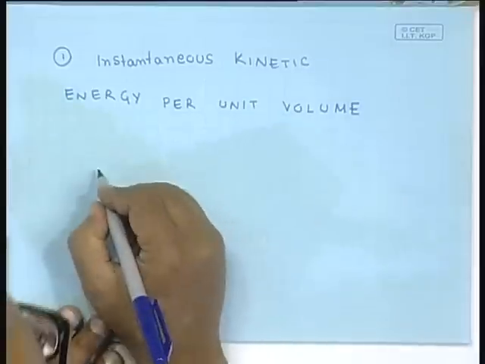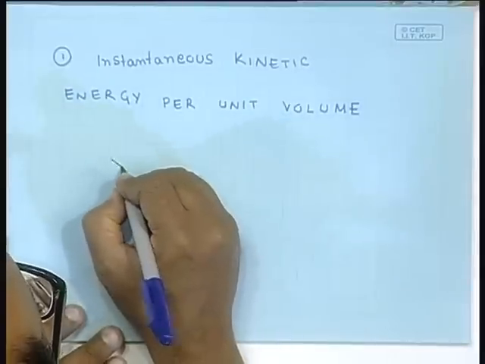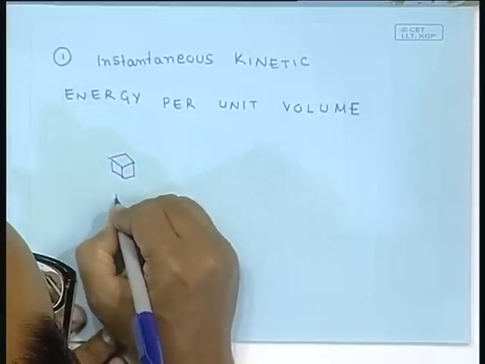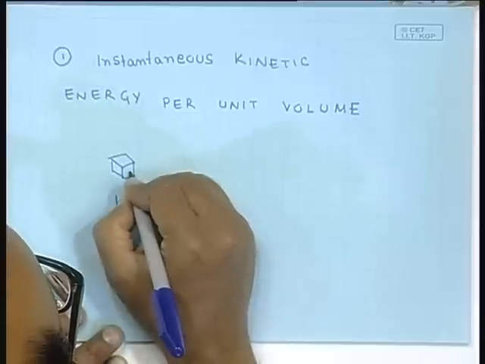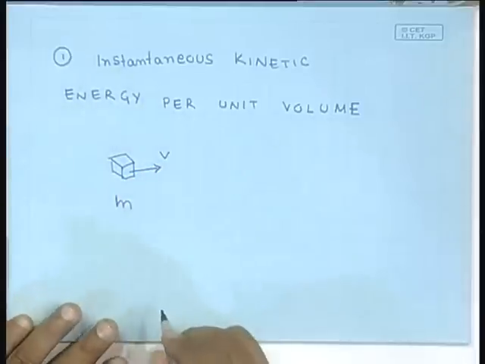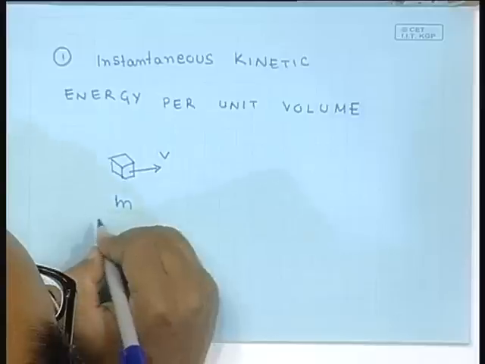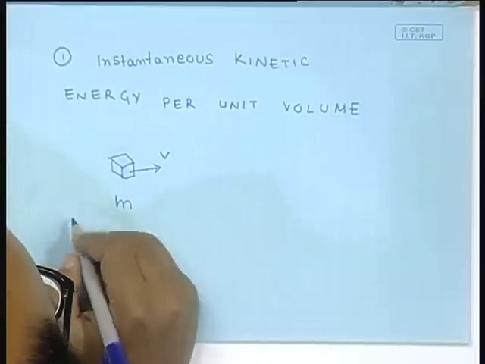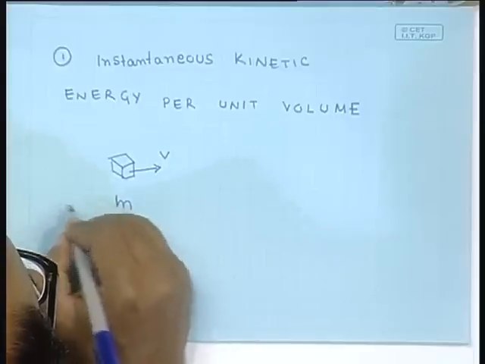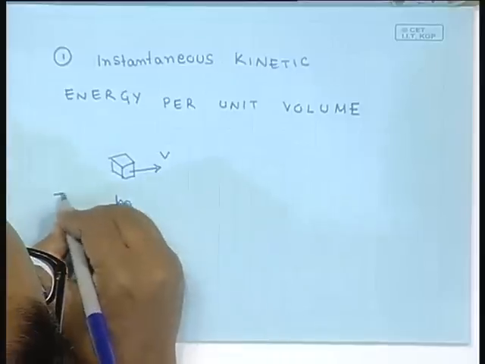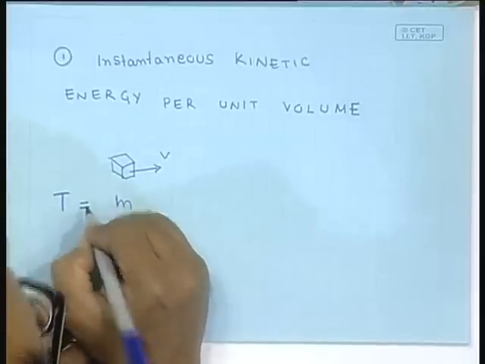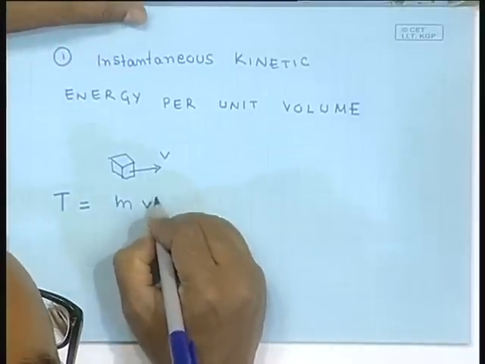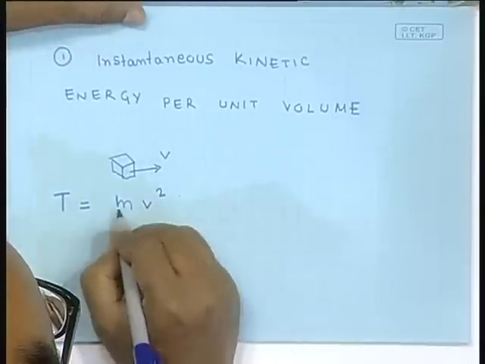Now, if you have a mass element m, so there is a mass element with mass m, and if it has a speed v, then the kinetic energy, which we will call capital T, is going to be mass into velocity squared, m v square by 2.